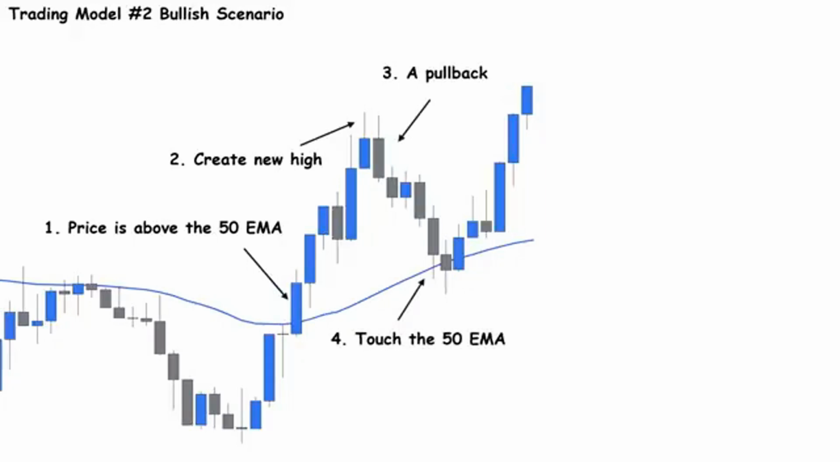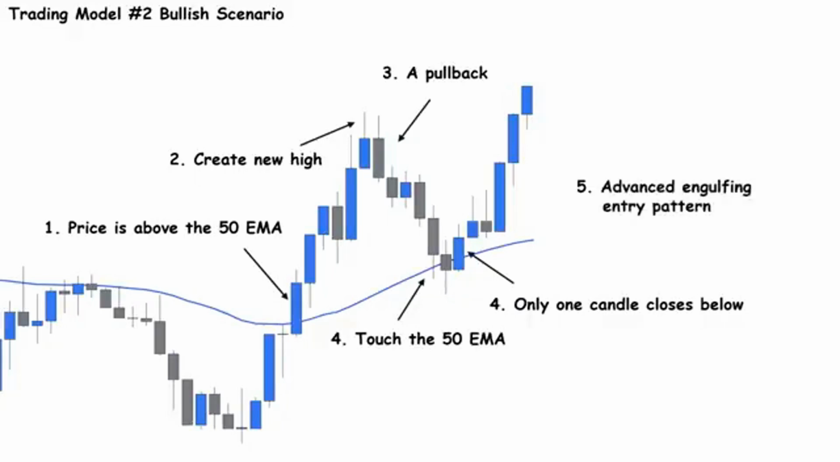We need this pullback to retrace all the way down to the 50 EMA and be at least 2 candles. Now here is another extra rule. Once we get here, we want to see the price get rejected from the EMA. This rejection can be by wicks, or we can see only 1 candle that closes below the 50 EMA. The price must immediately get back inside the range. If that does not happen, then it will be an invalid trade. After getting this kind of pullback, we can place the trade based on the engulfing candlestick pattern we previously discussed.